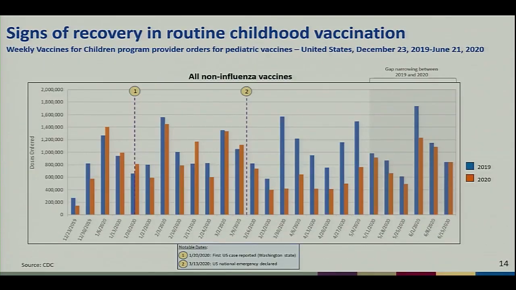Since May, we're pleased to have seen improvement in the weekly vaccine orders from VFC providers. When we look at the individual vaccines, the recovery is greater for vaccines given to infants, like HIB, and less for vaccines given to preteens and adolescents, like HPV, which shows there's still room for improvement, although things are moving in the right direction.